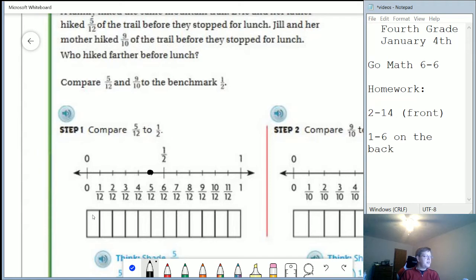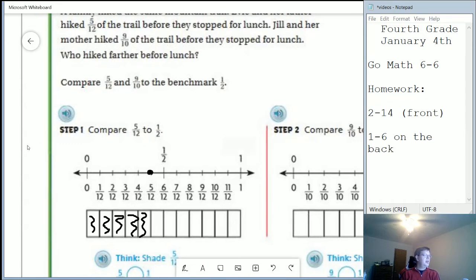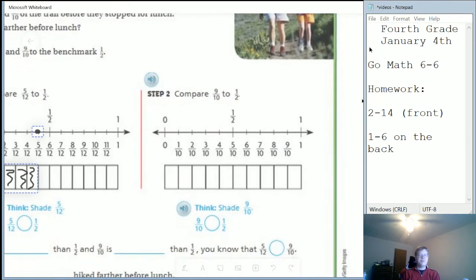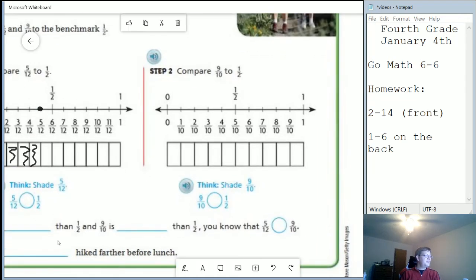So if I wanted to shade this in, here would be my first part I would shade in, then my second, then my third, and of course that ends right here on this line with 3/12, then 4, and then 5. And so if I want to compare that to 1/2, it looks like it's going to be smaller by 1 part. Go ahead and do the second one, which is going to be comparing 9/10 to 1/2. So go ahead and try that one on your own. I'm going to talk about the answer to both of these parts down here after we do this. So go ahead and do this part.